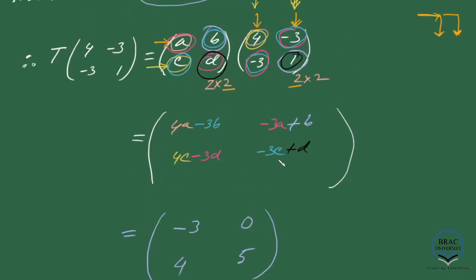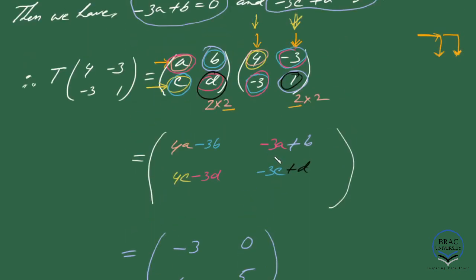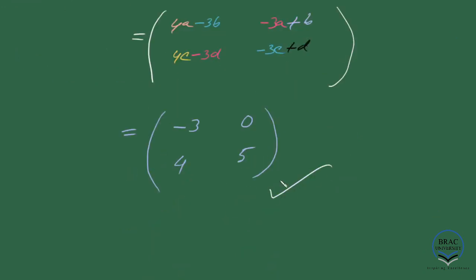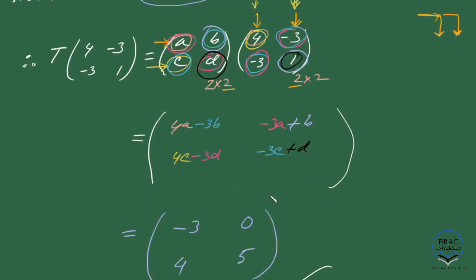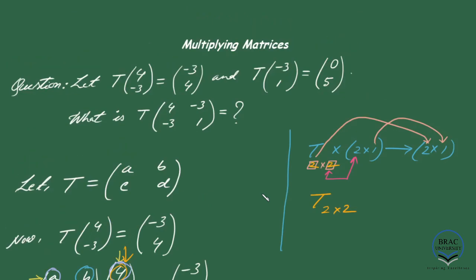And that's the answer to our question. This is what we wanted to calculate, right? And we found that this turns out to be this new matrix with entries negative 3, 0, 4, and 5. And this is exactly what we wanted to calculate. And we have figured it out.